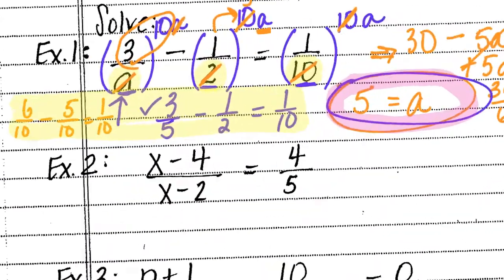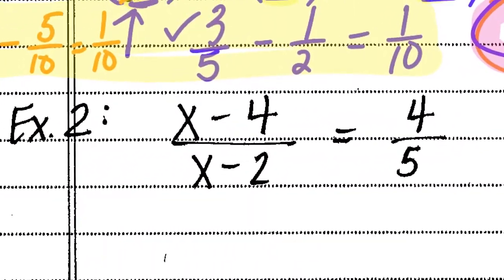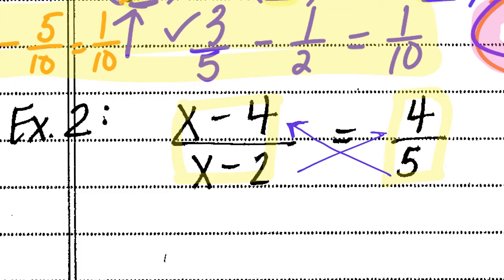All right, let's look at example 2. I love it when they do this for us. Notice they have a fraction equal to a fraction. I have no plus or minus. So remember what I said, if it's a fraction equal to a fraction, we could just cross multiply, keeping the top left on the left and keeping the top right on the right. Don't cross multiply the wrong way. So I have 5 times x minus 4 is equal to 4 times x minus 2.